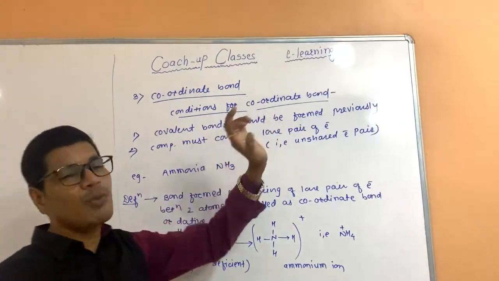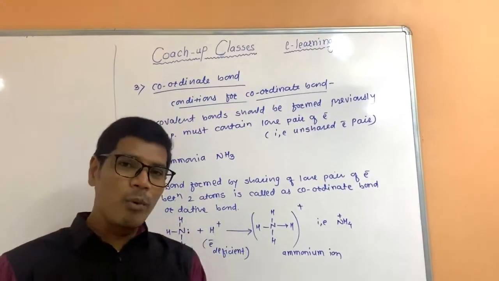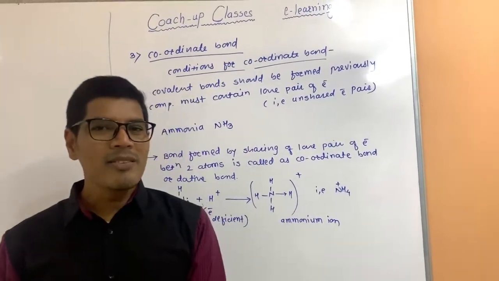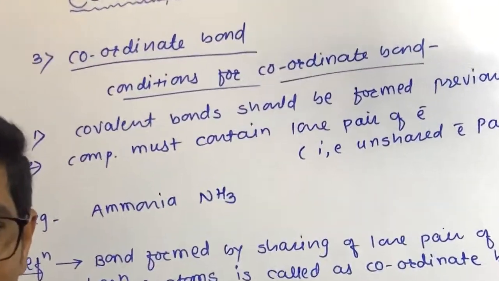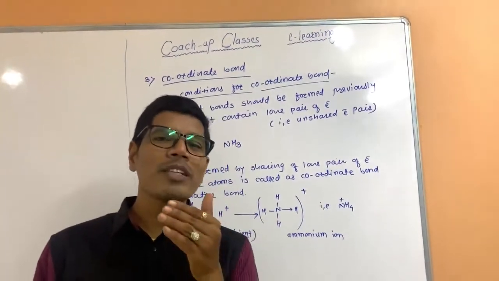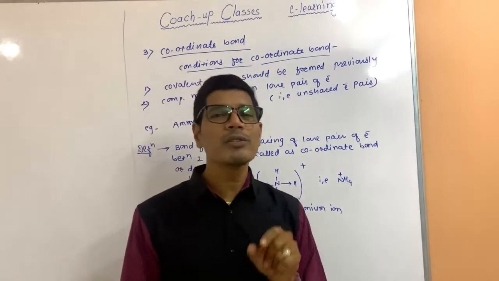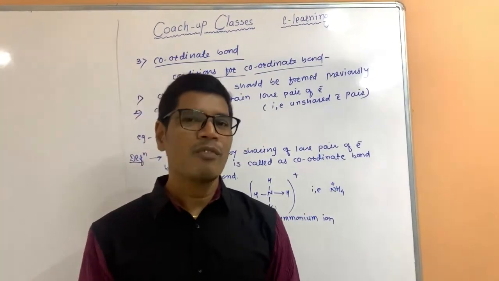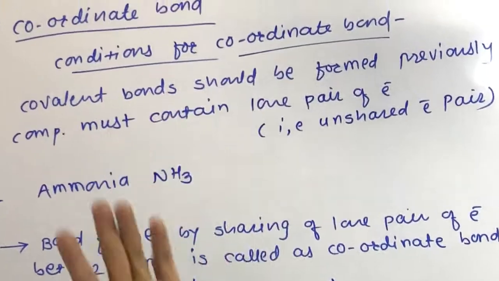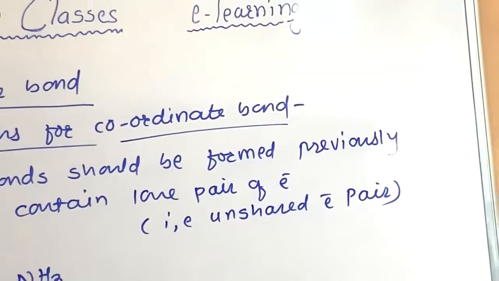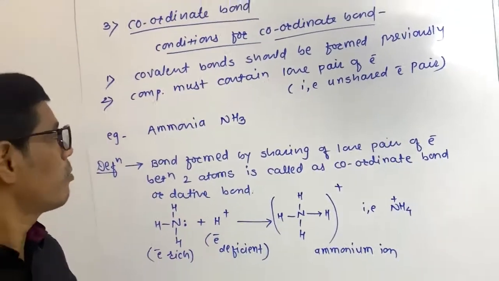Now see the conditions for a coordinate bond. A coordinate bond is formed when a covalent bond is already formed. That means after formation of the covalent bond, the next step is the formation of the coordinate bond. The first bond formed is always a covalent bond, and after that there will be formation of a coordinate bond. Remember, the first bond formed is never a coordinate bond. So this is the first condition: a covalent bond should be formed previously in the compound.